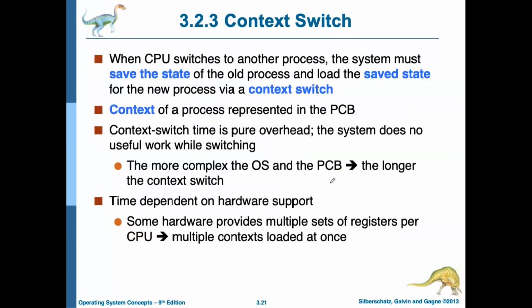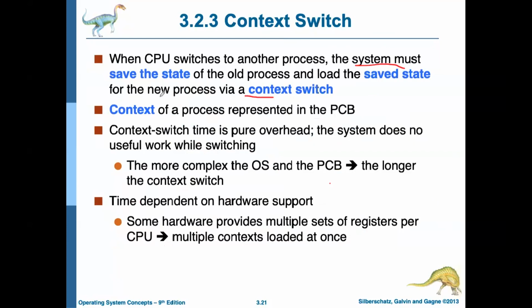All right. Context switch. When the CPU switches to another process, the system must save the state of the old process and load the saved state for the new process via a context switch. Okay, that's the logic, because later the CPU will continue. That's why they keep the current one, they put it in the old one, because they need to run it later.